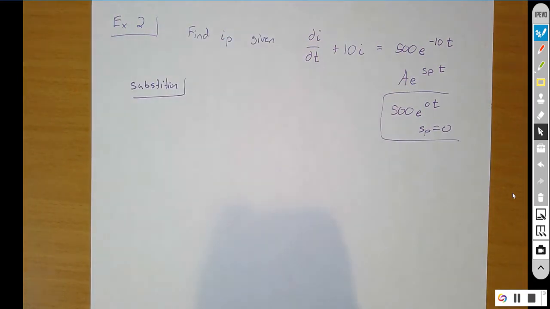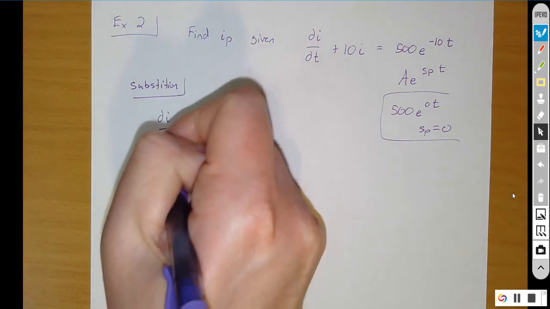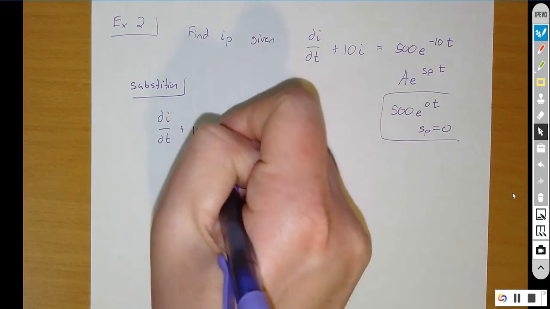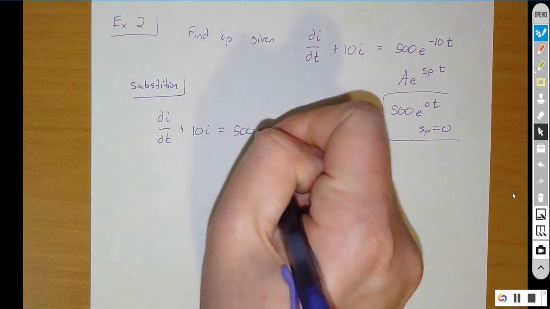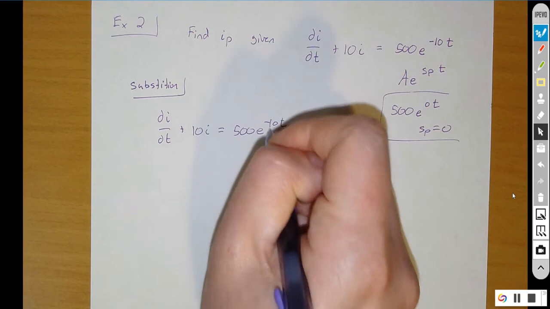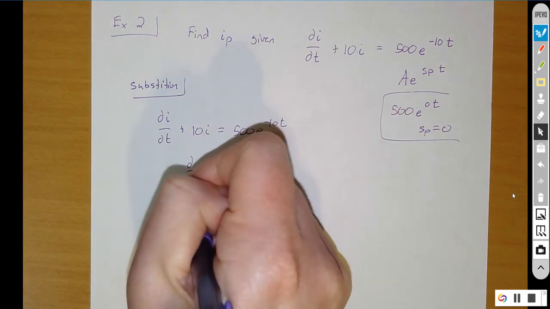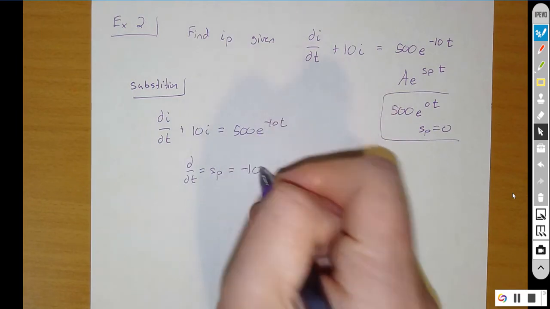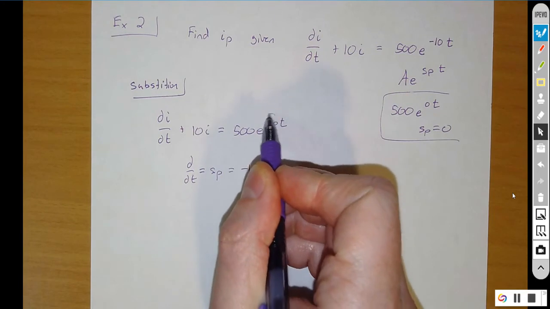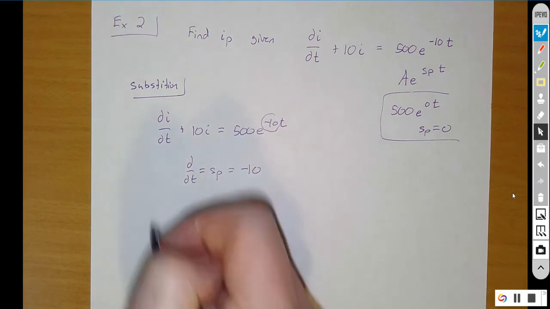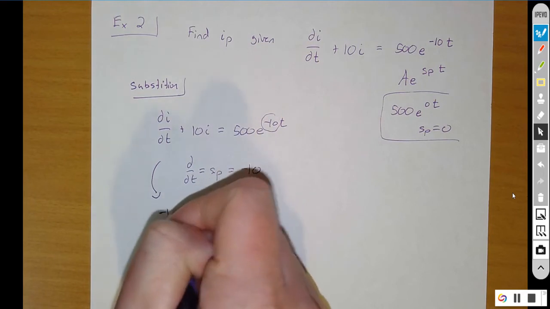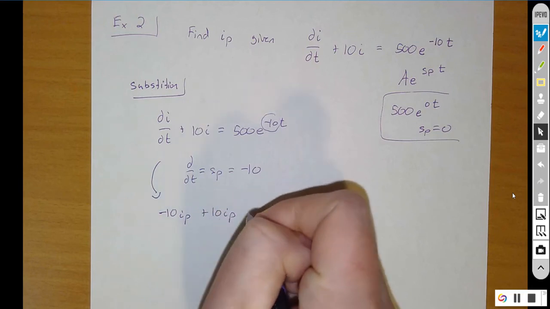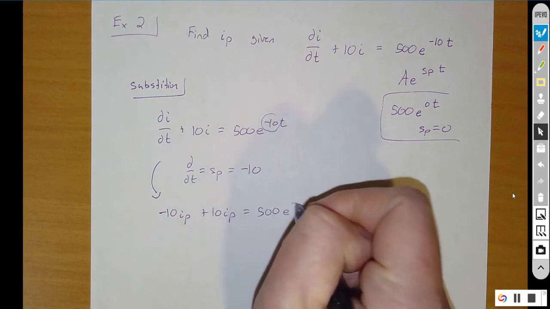I can already tell you it's not going to work, but let's see what it looks like when it doesn't work, so that when you run into it, you know what happened. So di/dt plus 10i equal to 500e to the negative 10t. This is already in the A e to the S_P t form. We're going to say that d/dt is equal to S particular, which in this case is negative 10. So again, it's this number right here. When I do that substitution, I will get negative 10, and we're going to call this I particular instead of just I, plus 10 I particular equal to the right-hand side, which is 500e to the negative 10t.